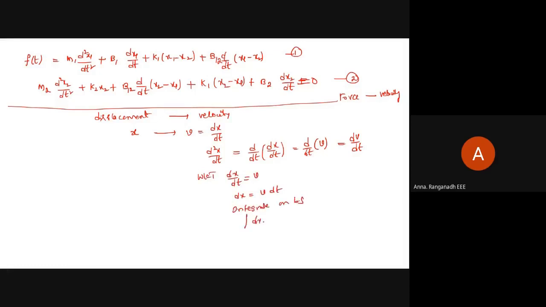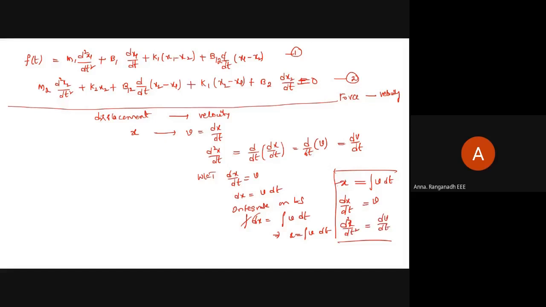Then integral dx is equal to integral v dt. So differentiation and integration cancel. Finally, we get x is equal to integral v dt. From these conclusions, if in your differential equation x is there, you can write integral v dt. If dx by dt is there, you can write velocity. If d square x by dt square is present, you can write dv by dt. So these three are the conclusions.